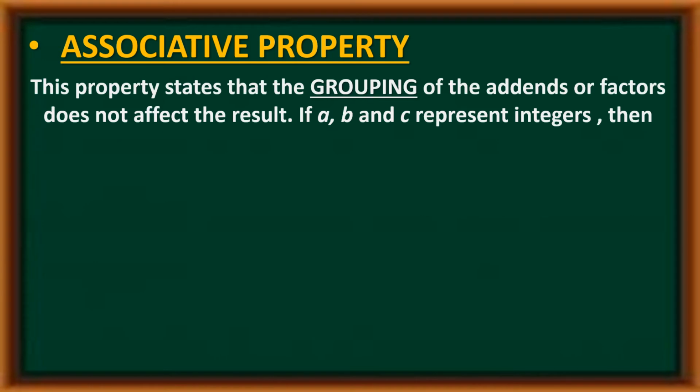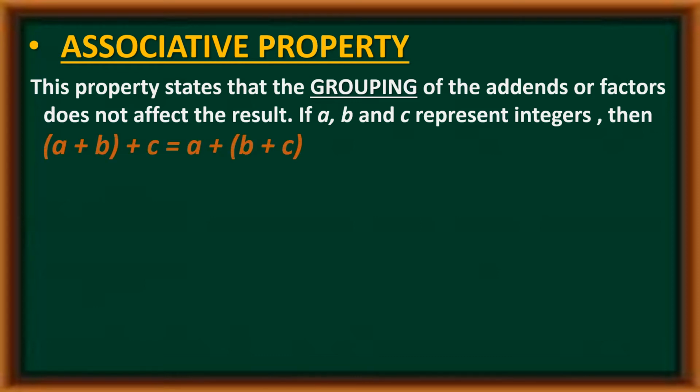Associative property. This property states that the grouping of the addends or factors does not affect the result if A, B, and C represent integers. Kung sa commutative property, changing of order ang pinag-uusapan, kay associative naman is grouping. So, paano malalaman kung nakagroup ang addends or factors? Ginagamitan siya ng parenthesis or ng brackets.